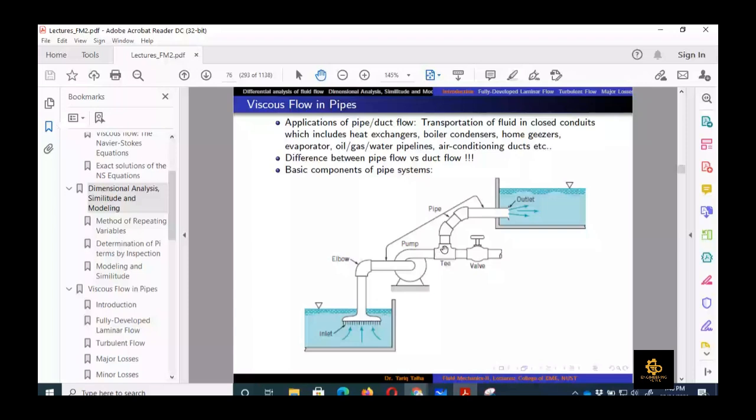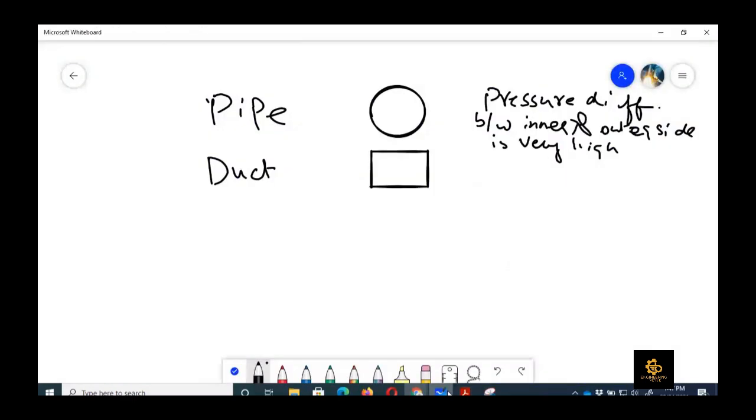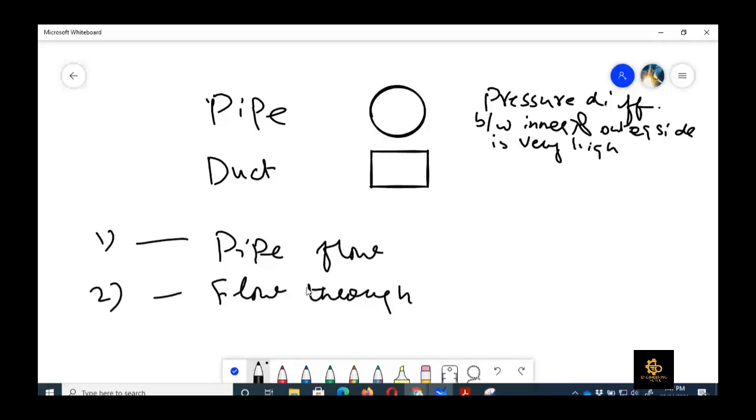And then there is a T-bend, which means the flow can be divided into two portions. One is going into the overhead tank, and the other one is going outside. We can control the volume flow rate through any of these branches by using valves. Valves are used to control the volume flow rate. Now we can easily see that in the piping system there are basically two types of things. One is pipe flow, and the second is flow through other components.